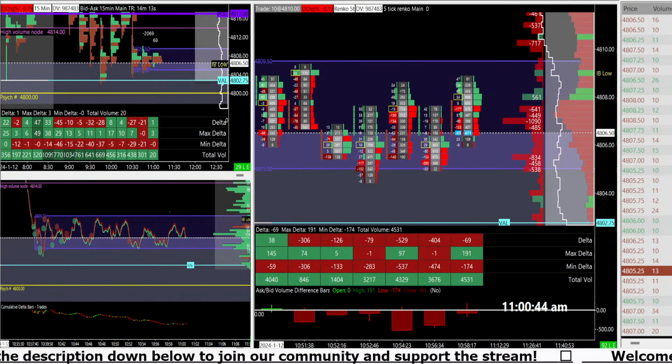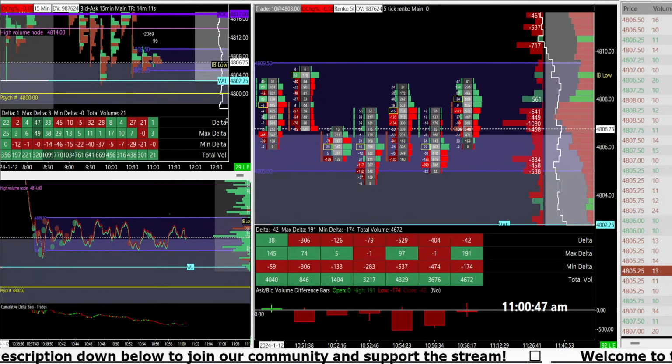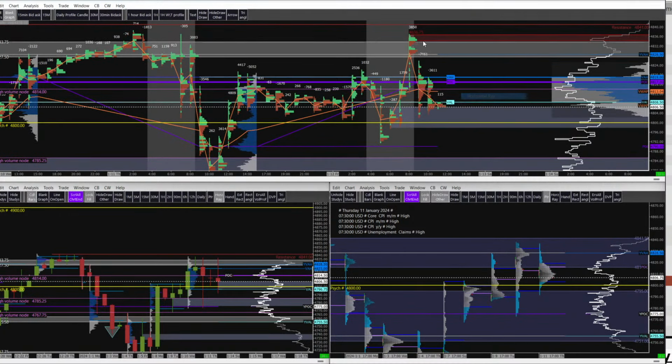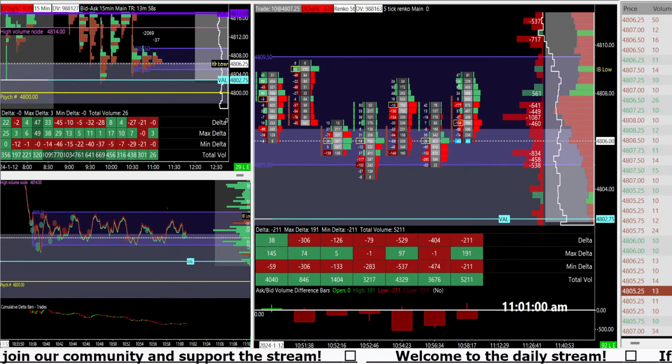And I'm going to be using this chart. So say I would have went short up here. What do you see to get interested? So what do I see?